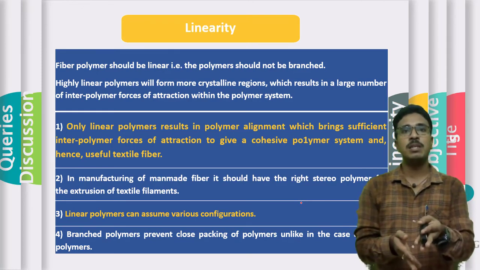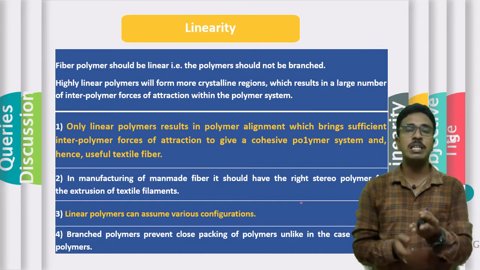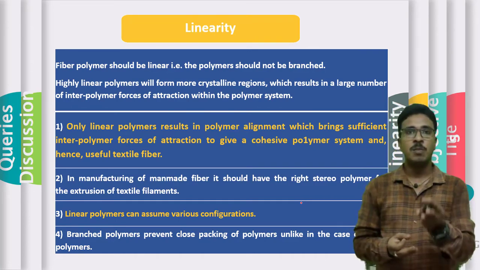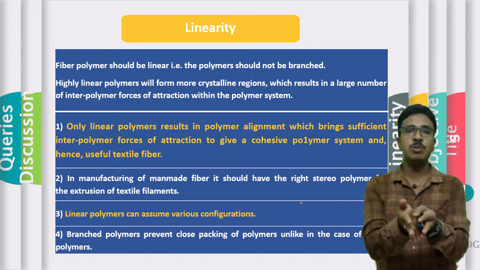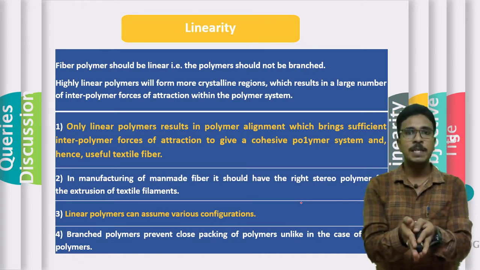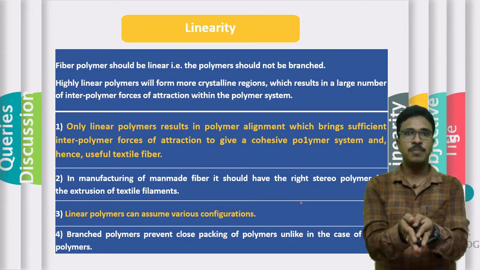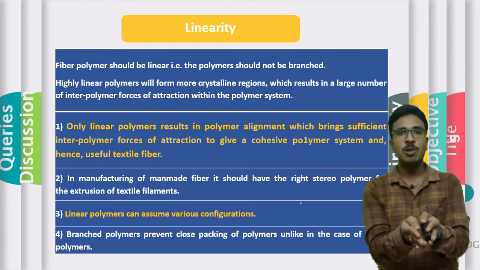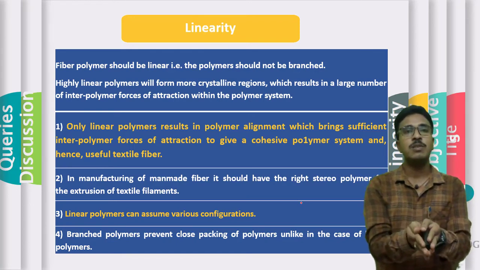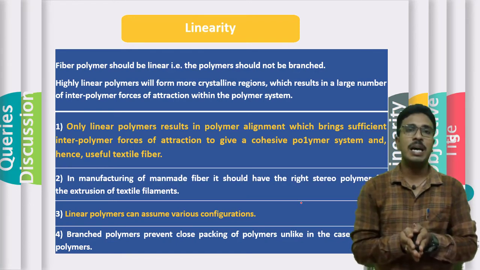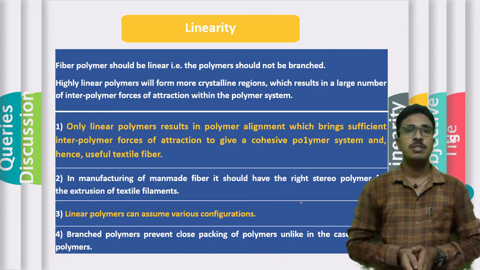So a polymer which is linear means the molecules inside the polymer are linear. When two molecules in a polymer come closer, it results in intermolecular forces, an attraction between these two molecules, which makes the polymer highly crystalline in structure.